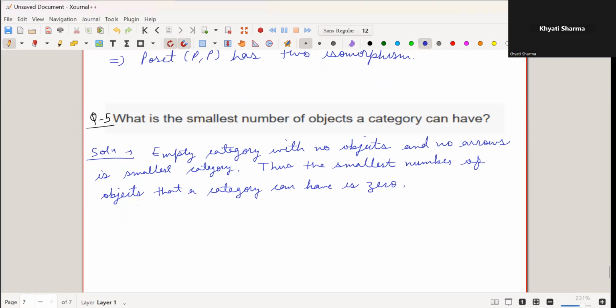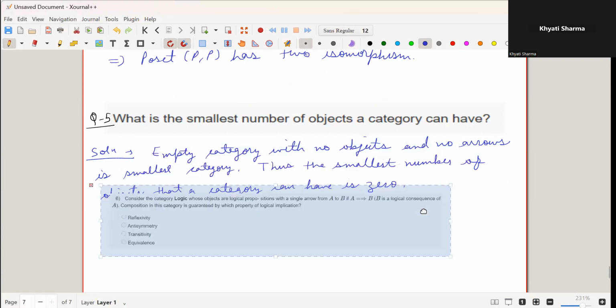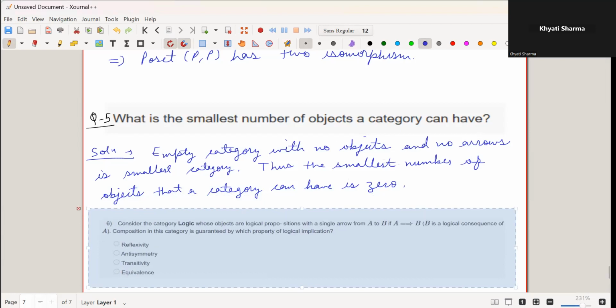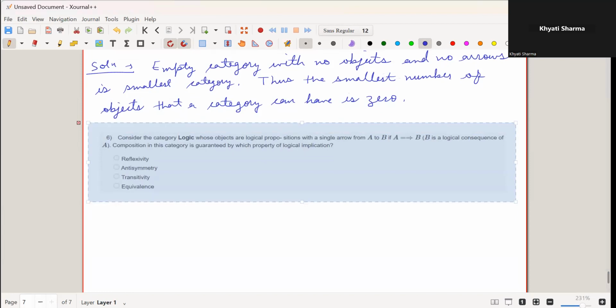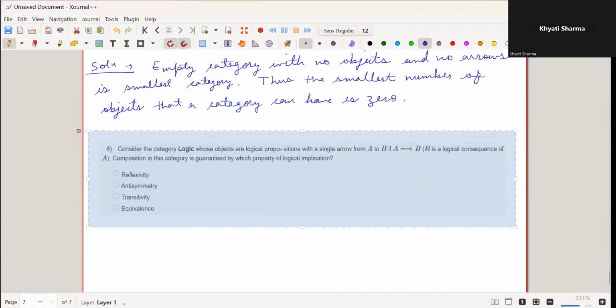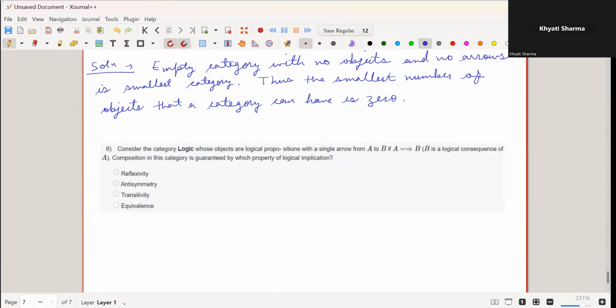Question number 6. Consider the category Logic, whose objects are logical propositions, with a single arrow from A to B if A implies B, which says that B is a logical consequence of A. Composition in this category is guaranteed by which logical implication?